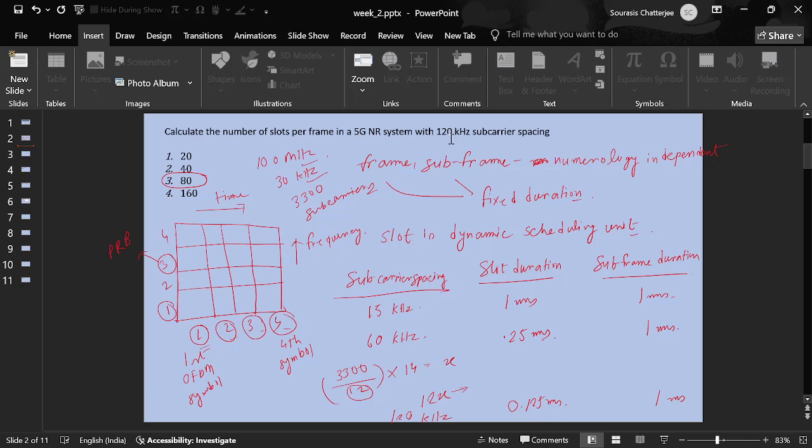Frame is like the biggest time unit in your 5G NR. So basically there are certain signals. Let's say you are moving from one cell to another, right? So you need to connect to that cell's base station. So for that kind of signaling, there are certain signals which are transmitted once in every frame. Their repetition frequency is every frame.